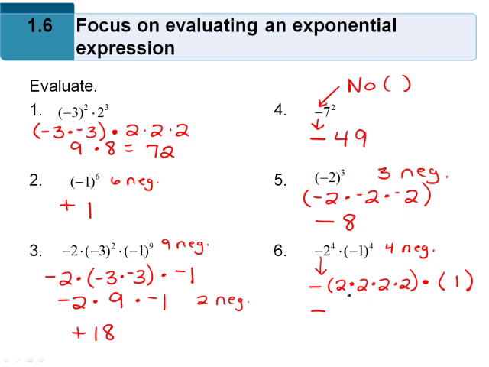And now we're going to multiply these 2's. Well, 2 times 2 is 4. And this 2 times 2 is 4. So 4 times 4 is going to be a -16 for that very first part of the problem. Times 1, bring down your 1, and you get -16 as your final answer.